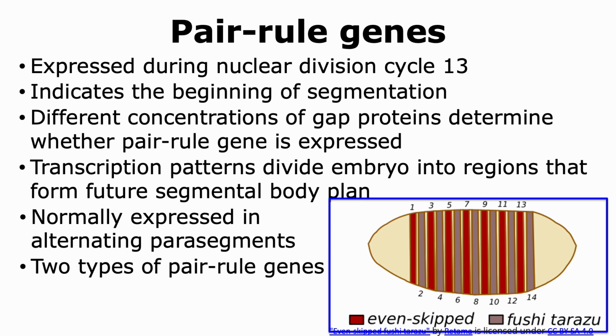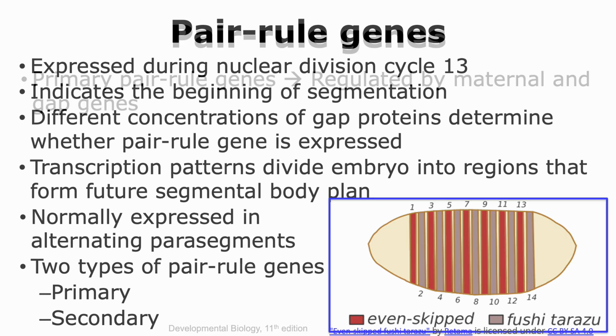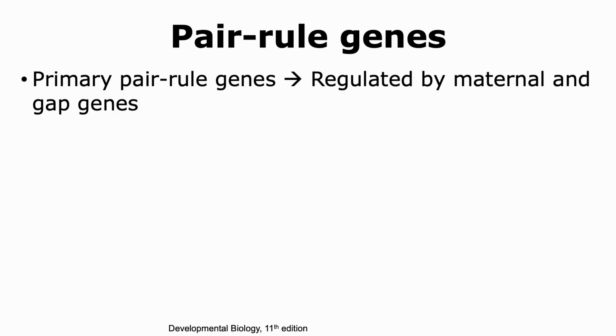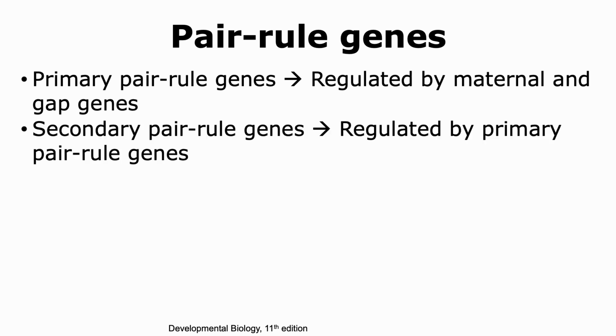There are 2 types of pair rule genes, which are the primary pair rule genes and the secondary pair rule genes. The primary pair rule genes' expression is mostly regulated by the maternal and gap genes. However, in the case of the secondary pair rule genes, their expression is normally regulated by the primary pair rule genes, and thus the secondary pair rule genes are normally expressed afterwards.